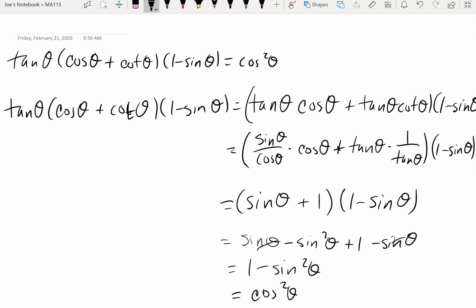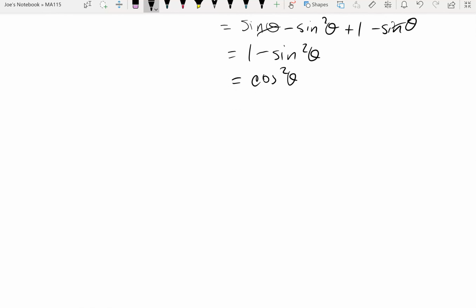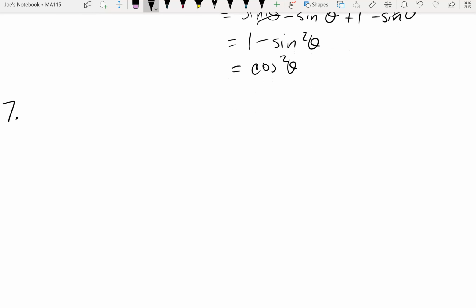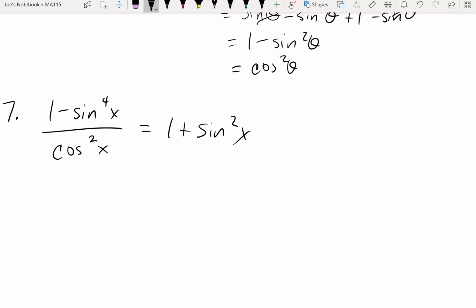All right, I want to do one more, and then I'll get you started on the quiz. Let's look at number 7. It illustrates 2 points that I want to illustrate. All right, so number 7 has 1 minus sine to the 4th x over cosine squared x equals 1 plus sine squared x. Which side do you want to work with, do you think? I probably want to work with the left as well. Good.